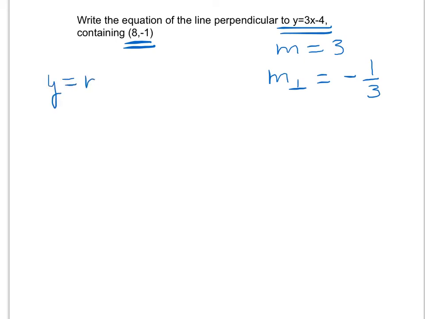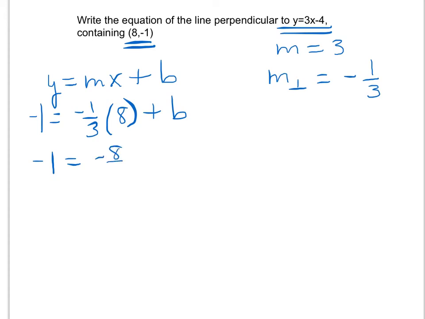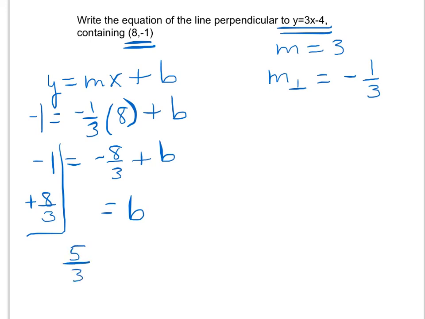So again, we're going to start with y equals mx plus b. We're going to plug in -1/3 for the slope, 8 for x, and -1 for y. I'm going to solve for b. So we get -1 equals -8/3 plus b. So this time we want to add 8/3 to both sides. I'm going to add these two together. So if we add 8/3, remember that -1 is -3/3. So basically we get b is 5/3.